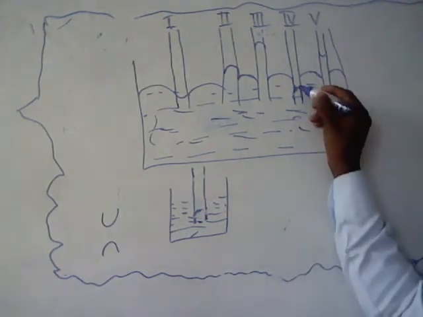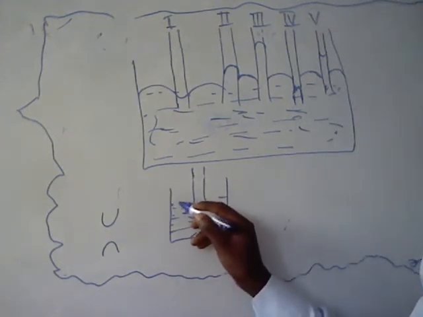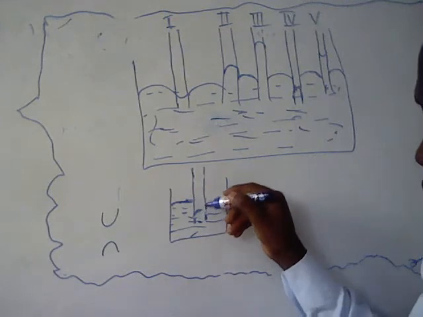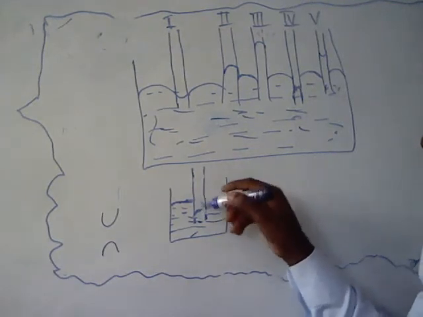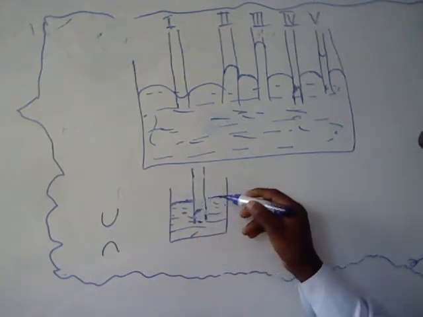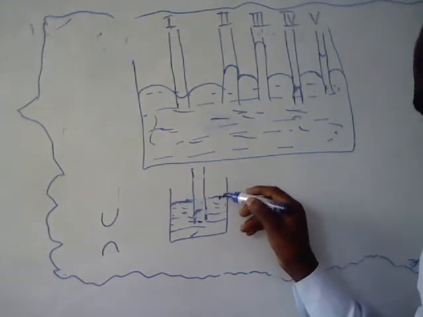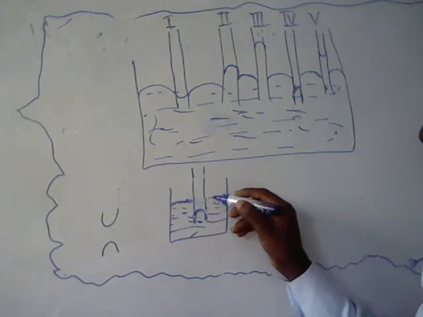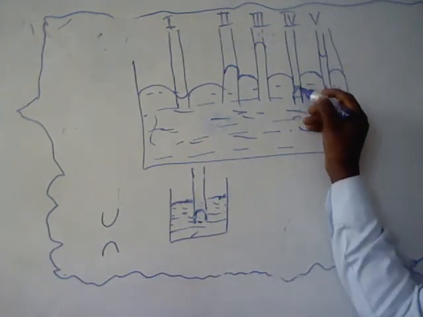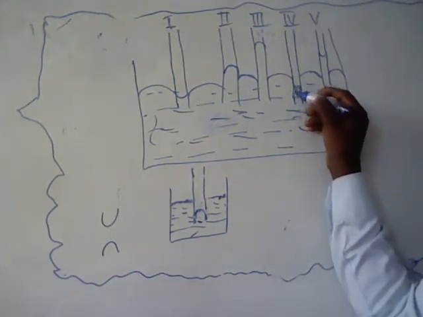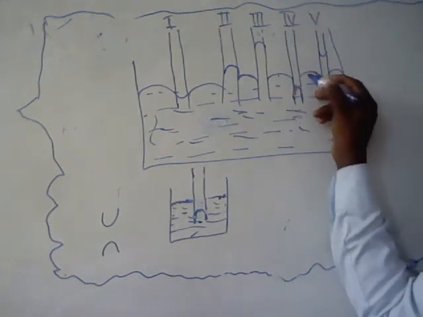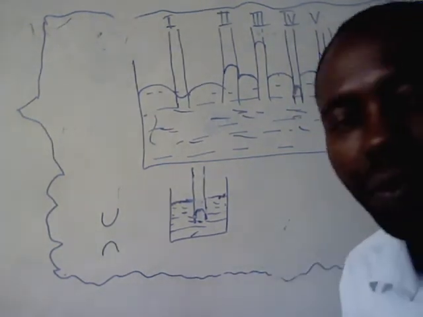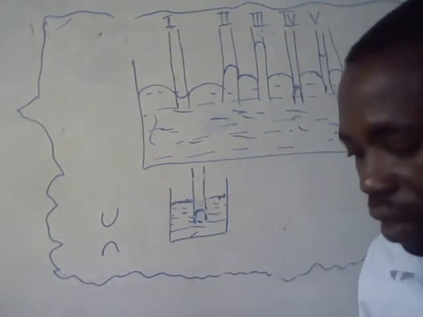It has something like this, and the level of mercury inside the tube is below the level of mercury inside the container, which is this one. The level of mercury inside the tube is below the level of mercury inside the container. That is Roman figure 4.